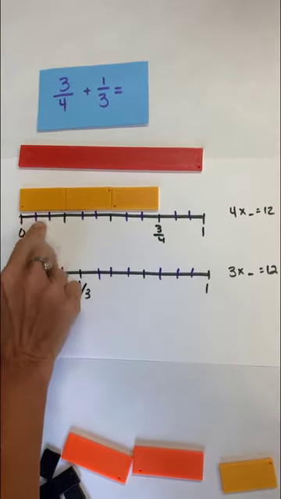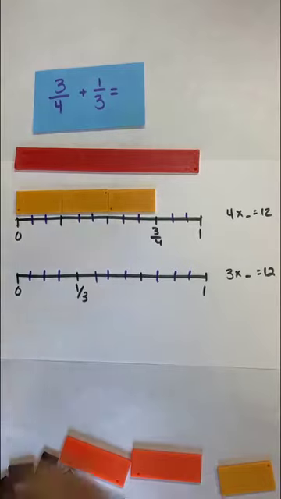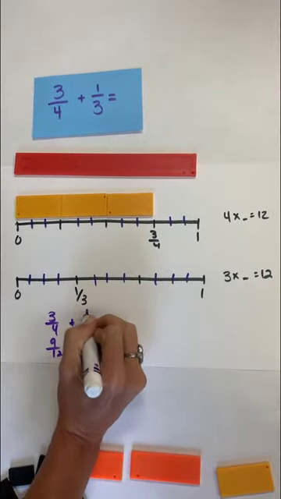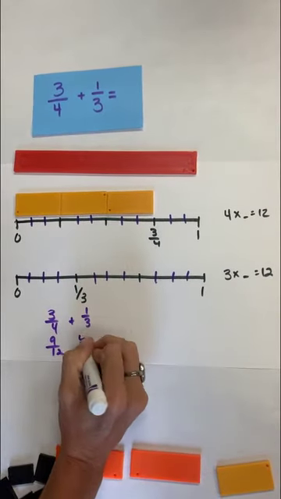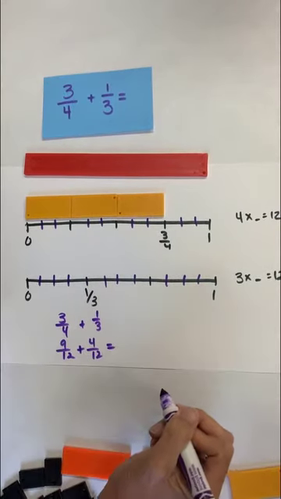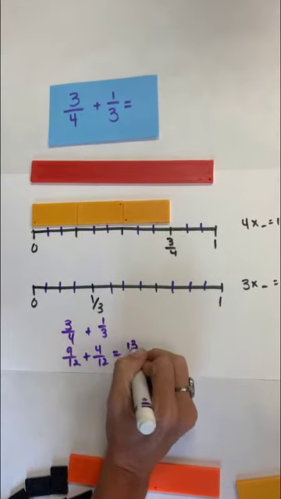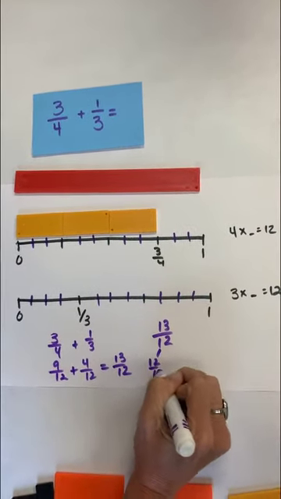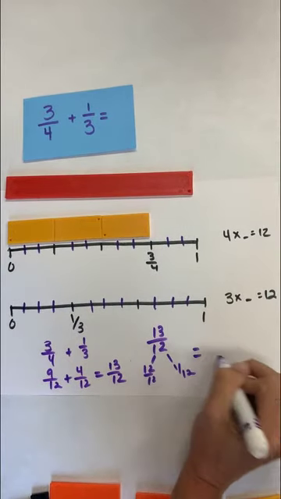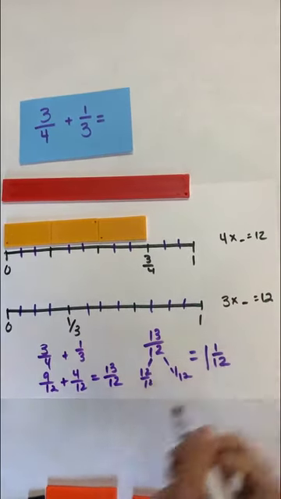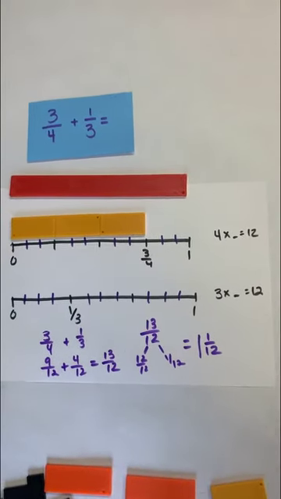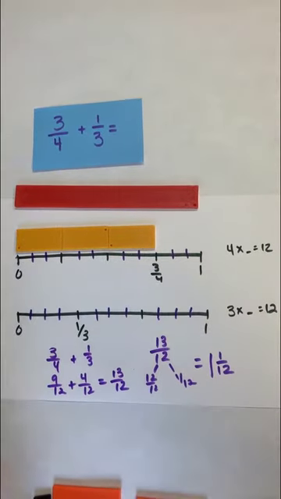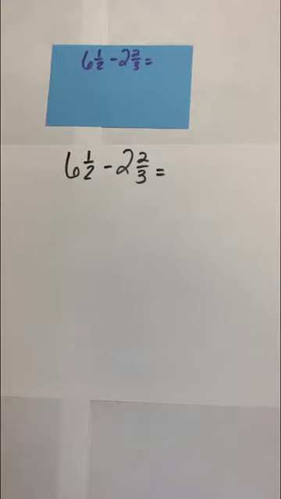So when I look at that, now I can see 3, 6, 9 12ths. So 3/4 is the same as 9 12ths plus 1/3, which is 4 out of 12. And then I can see that that would give me 13 12ths. When I think of 13 12ths, I can think of it as 12 12ths and 1 12th, which would equal 1 whole and 1 12th when it's simplified. 1 12th can't be simplified any further because there are no common factors between 1 and 12 other than 1.